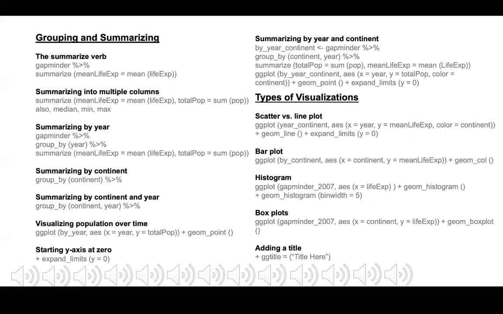And you can combine different calculations and show them on different columns by using this comma sign between your different orders. And as shown on the left-hand side of the slide, you can actually group your data by continent, by year, or by a combination of year and continent.